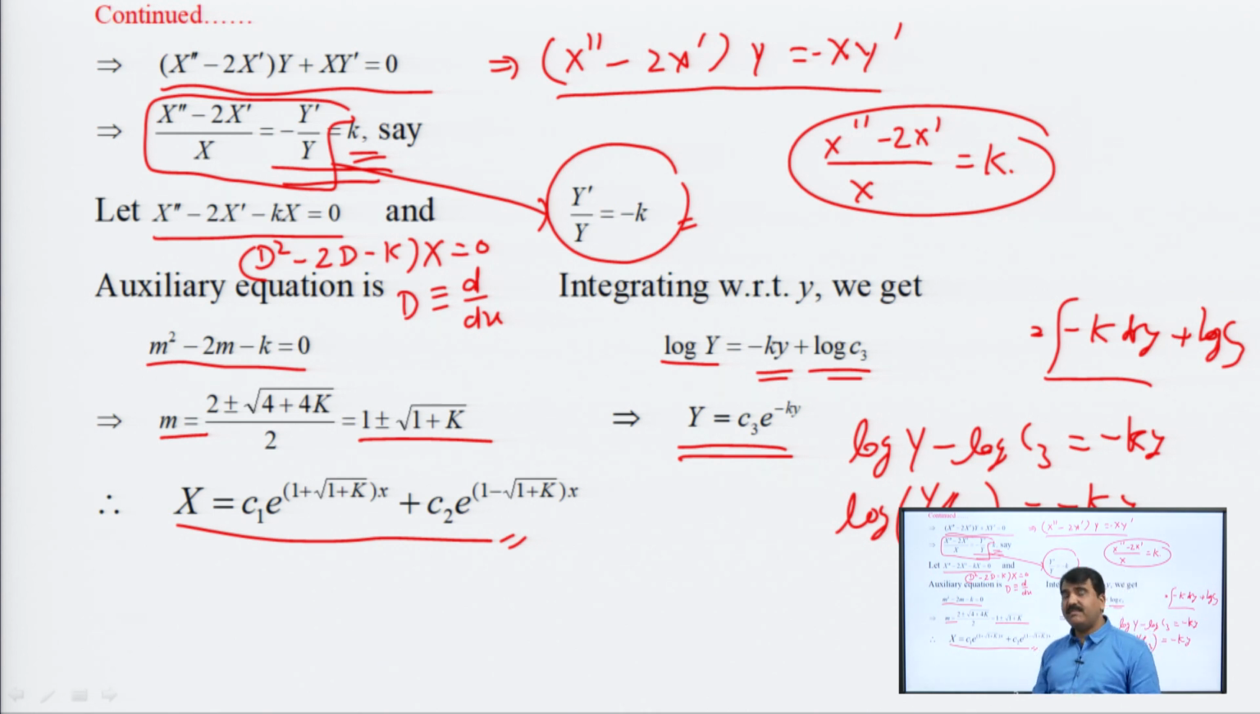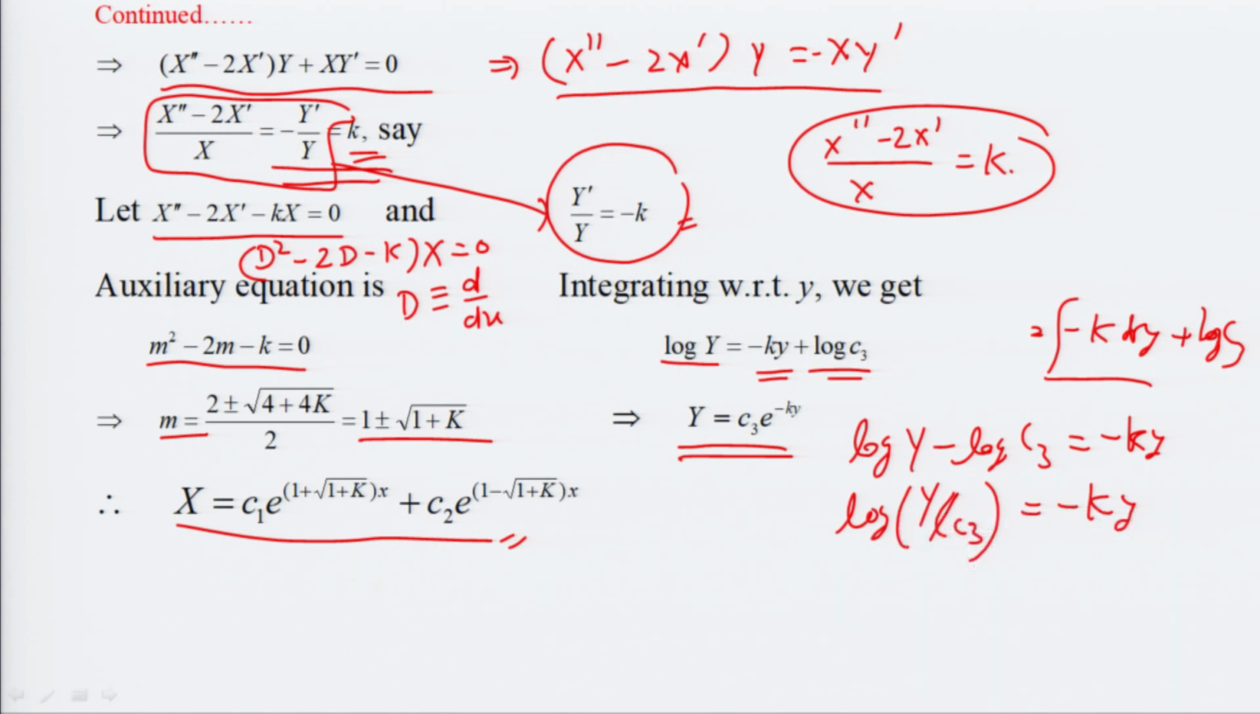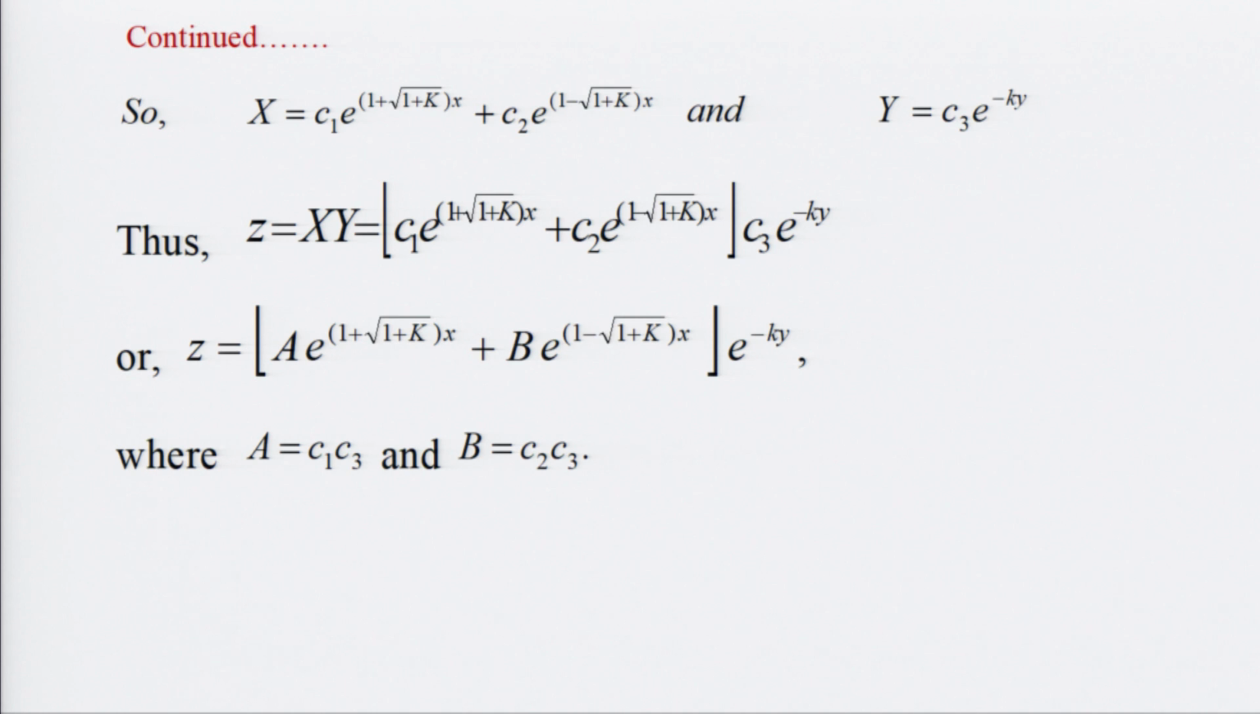So, here we can see that the given partial differential equation reduces to two ordinary differential equations, one is this, another one is this, and with the help of the method used to write the solution of ordinary differential equations, we write the solution of x and y. So, now we have the value of x and y. Finally, we can write the value of z: x is this, we have calculated, and the solution y is this. So, finally, z equal to x into y.